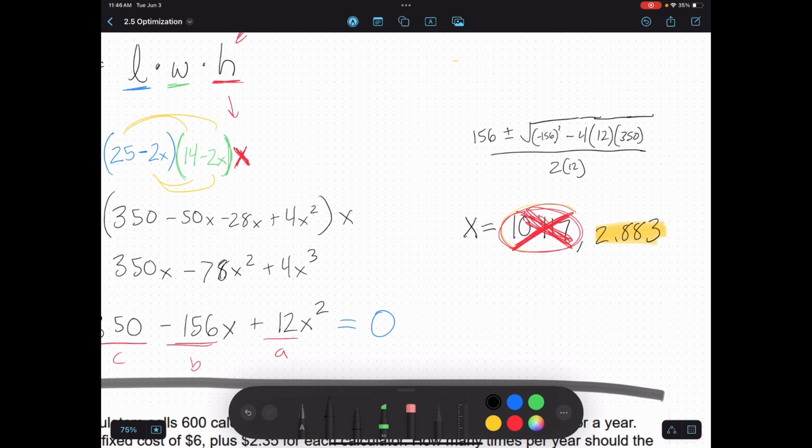But this one's not as obvious of why. Let me erase this and show you what the answer was. And we can talk about why I crossed that one out. What does x represent again? X represents the side length of the square that I'm cutting out.